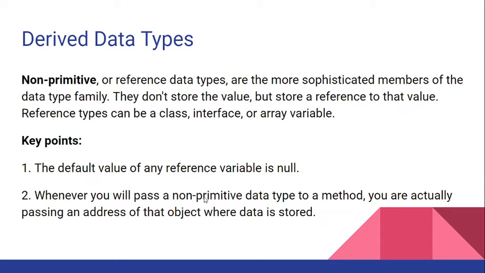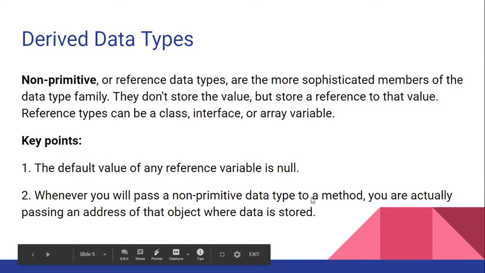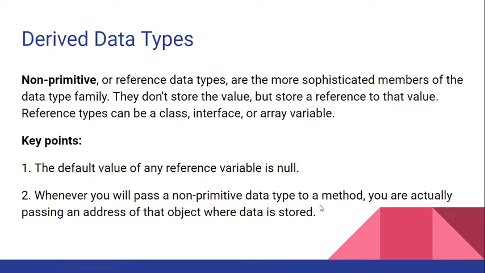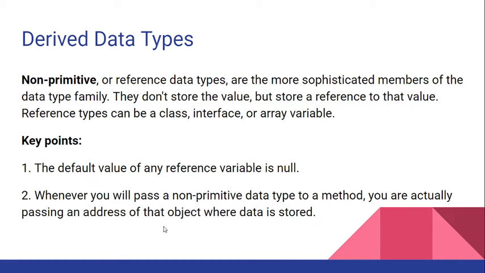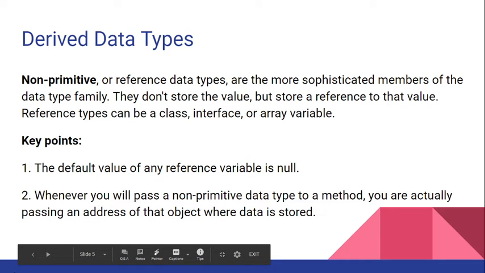So whenever you pass a non-primitive data type to a method, like if you accept it in a method for a parameter, you are actually passing an address of that object or the data type or that variable instead of the actual values. Okay, now let's declare these data types and see them in the Eclipse IDE.